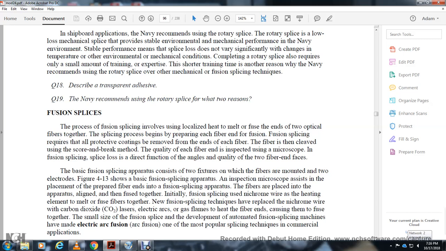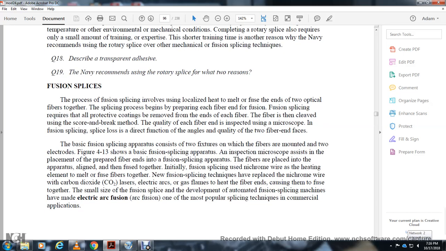In the fusion splice, the splice loss is a direct function of the angle and quality of the two fiber end faces. A basic fusion splicing apparatus consists of two fixtures within which the fibers are held, and two electrodes. Figure 4.13 shows the basic fusion splicing apparatus with the inspection microscope. The prepared fiber ends are placed in the fusion splicing apparatus, aligned, and fused together.